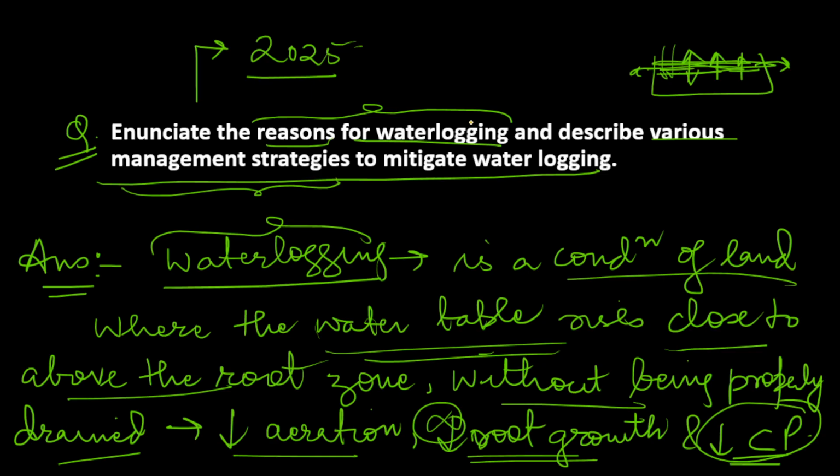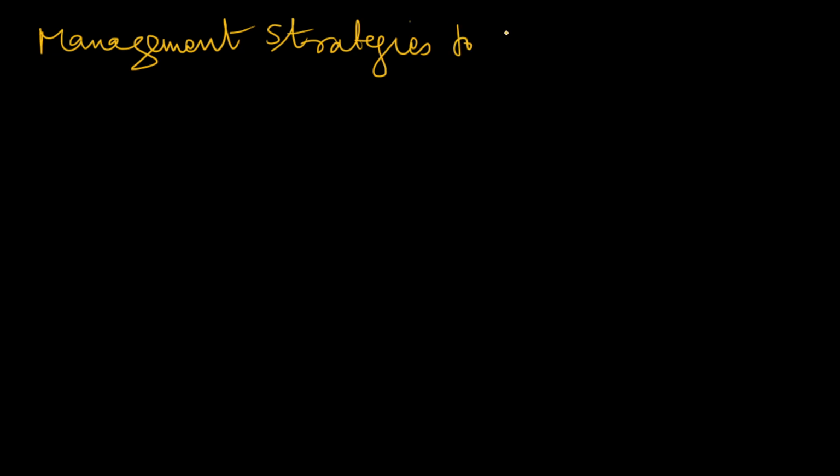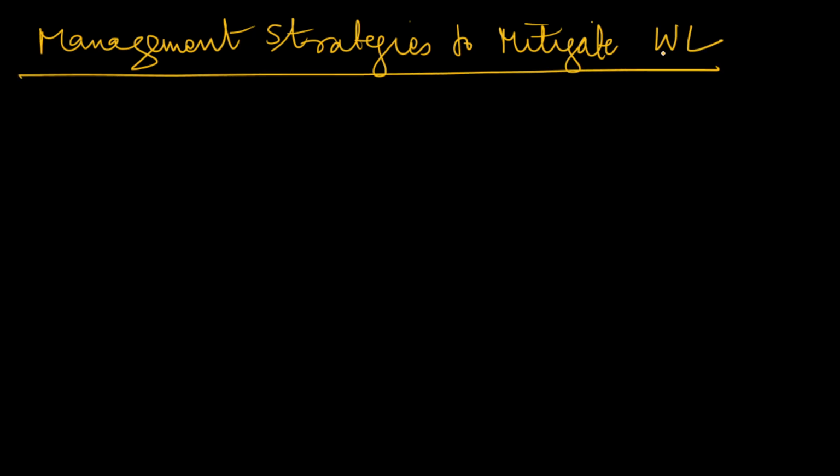Now the second part of the question is asking us about the management strategies to mitigate waterlogging. There are various management strategies, so we can structure it well. First of all, we can mention A, that is engineering or structural measures.